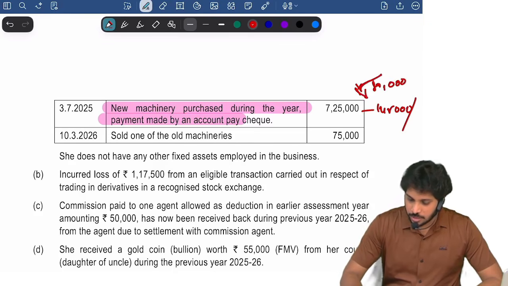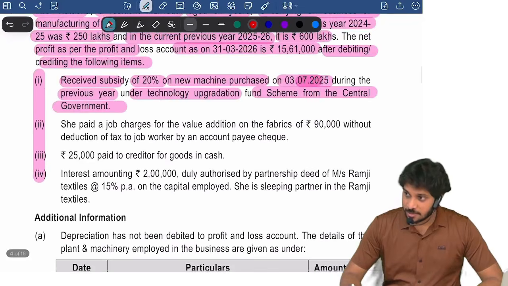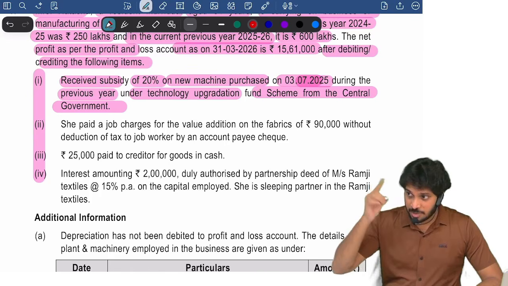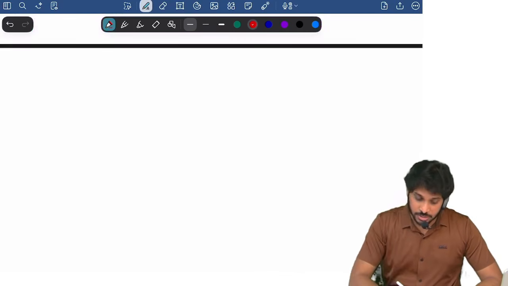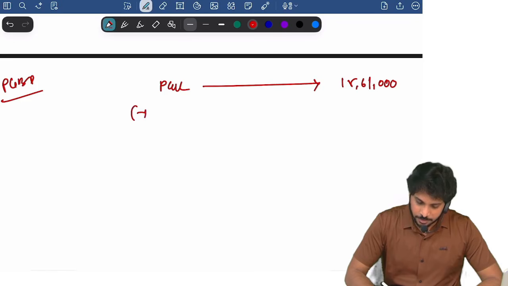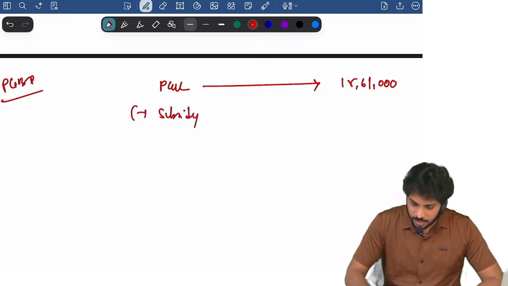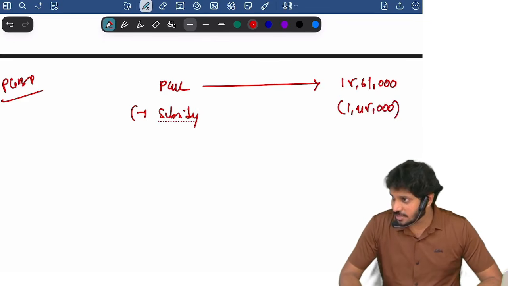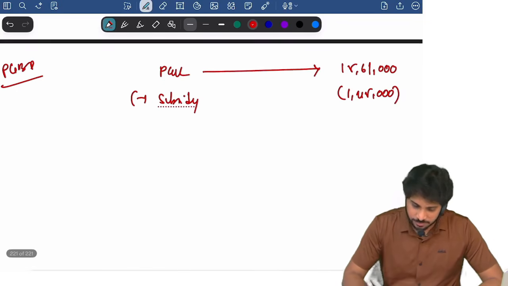And moreover, subsidy credited to P&L, right? That is not an income, not taxable, because it is related to an asset. So therefore, it is not taxable under PGBP, but credited to P&L. Therefore, I should reduce it. So how much is the subsidy? 1,45,000. Correct? I should reduce it. Correct? Everyone understood the adjustment?